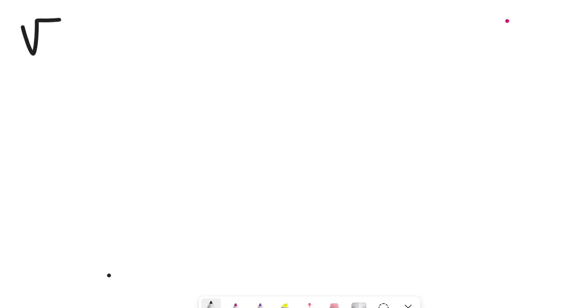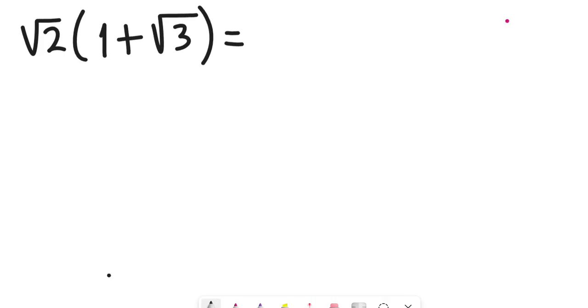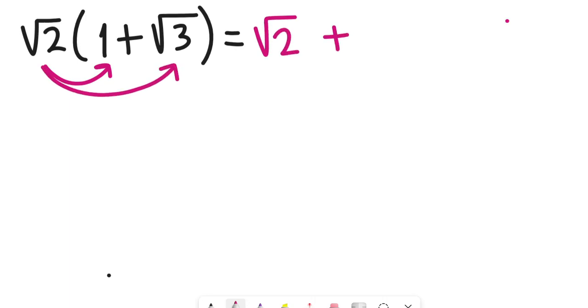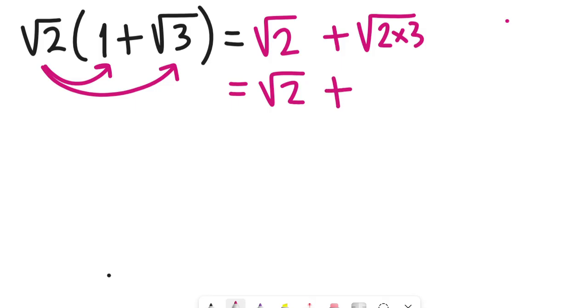Let's say we have to multiply square root of 2 multiplied by 1 plus square root of 3, for example. Okay, this one should be easy. Square root of 2 times 1 is square root of 2. Square root of 2 multiplied by square root of 3, you can just put them together. That is square root of 2 times 3, which is square root of 6. So square root of 2 plus square root of 6. That's it.